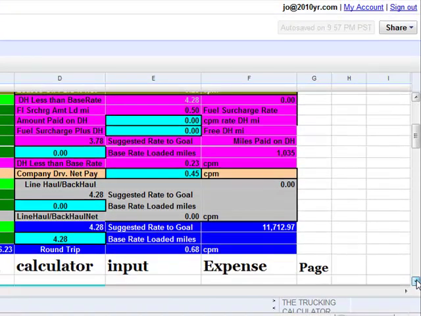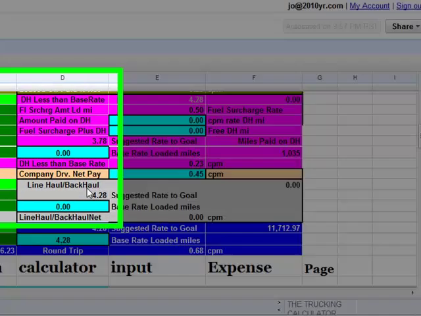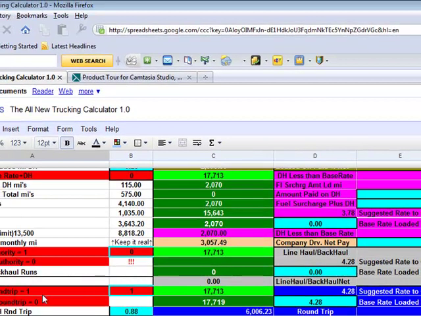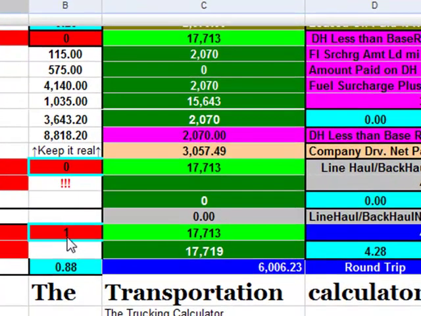You have running your own authority, you run line haul and then you run back haul. That's basically running out and then running back, finding loads back. Or if you're running round trip, you find a load that pays you enough to go all the way out and deadhead back. So that's a round trip. I have this set up on round trip. You see where I have a one there, and I'm using the light blue box to do my input.